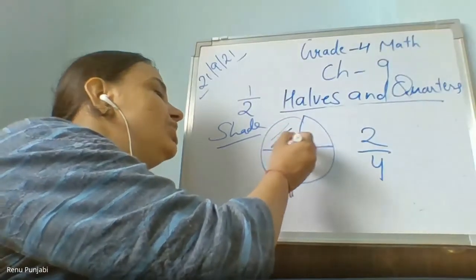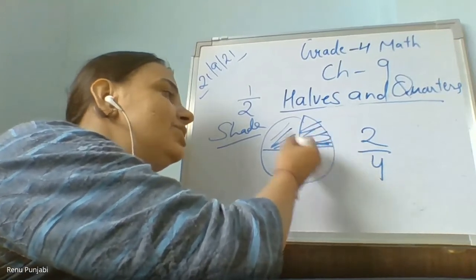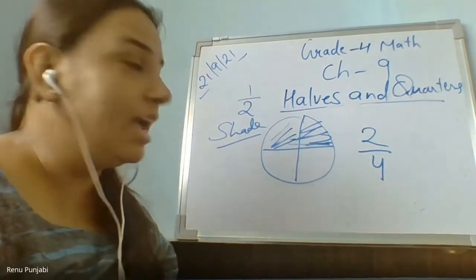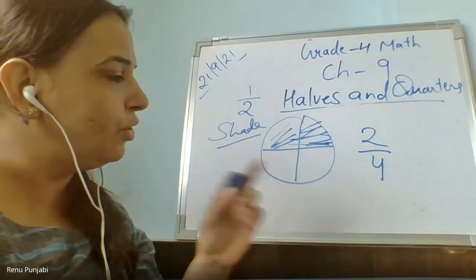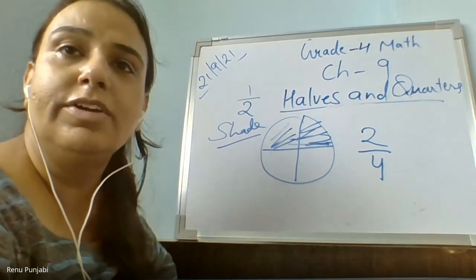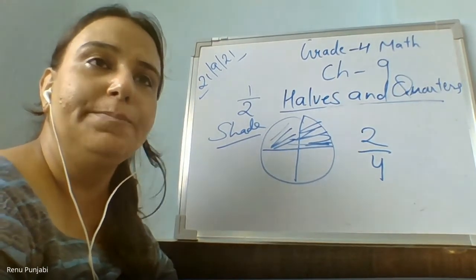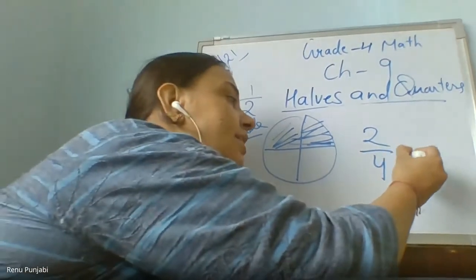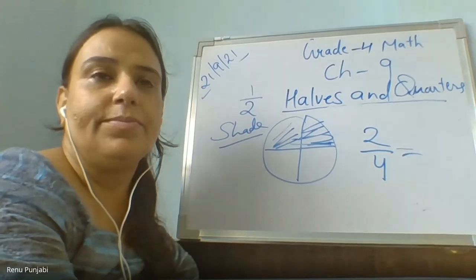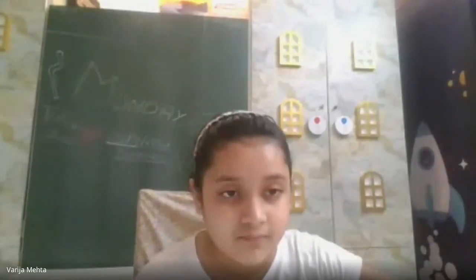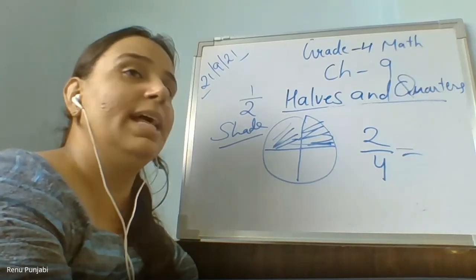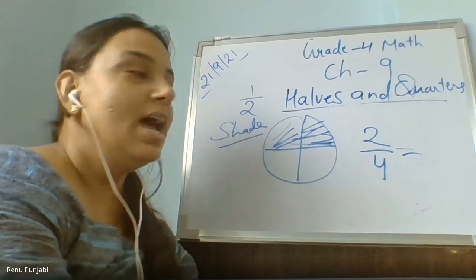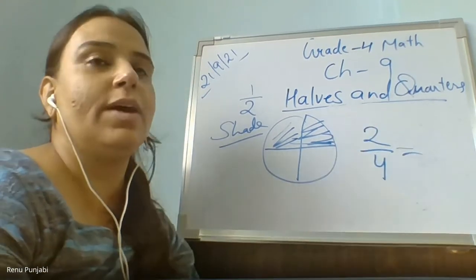2 slices. So you will shade 2 slices, which is given to Rishik. Do you know this 2 upon 4 is something else also? When you see this figure, 2 upon 4 is equal to what? 6. No. 2 upon 4 is similar as, out of 4 parts, you are getting 2 parts.